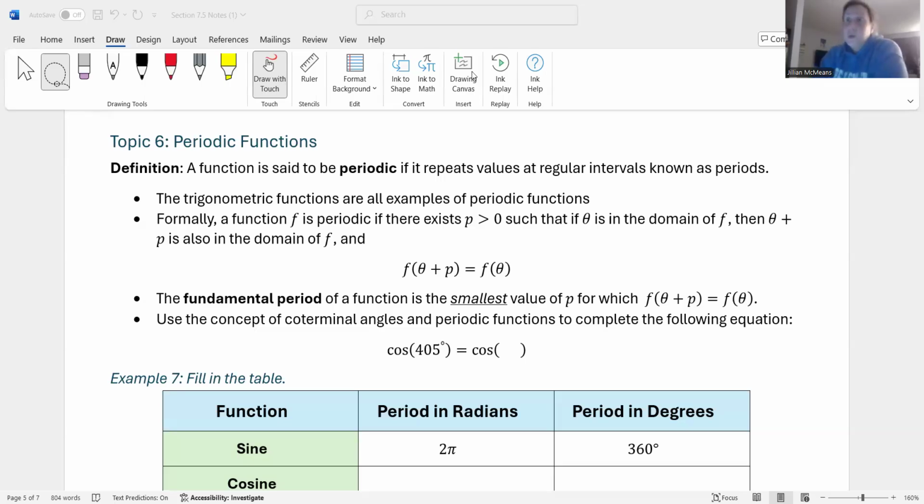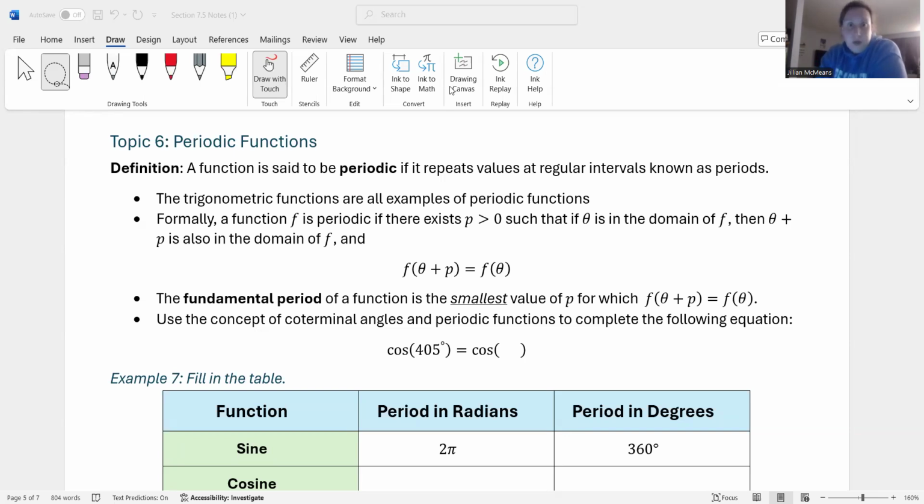Okay, for topic 6, we're going to talk about periodic functions. As a quick definition, a function is said to be periodic if it repeats values at regular intervals known as periods. And it just so happens all 6 trigonometric functions are periodic. Okay, and you can kind of see that if you look at a unit circle.